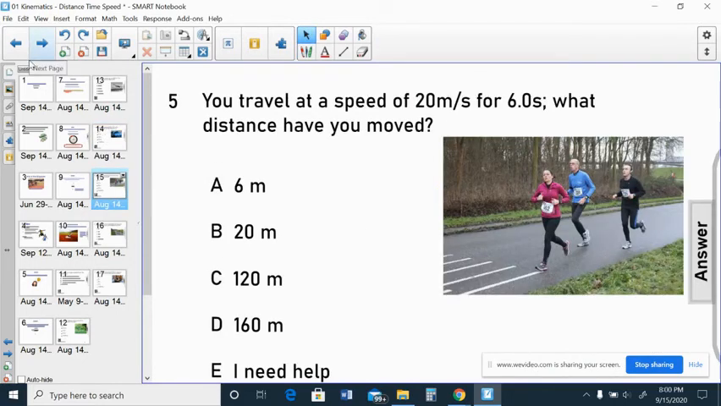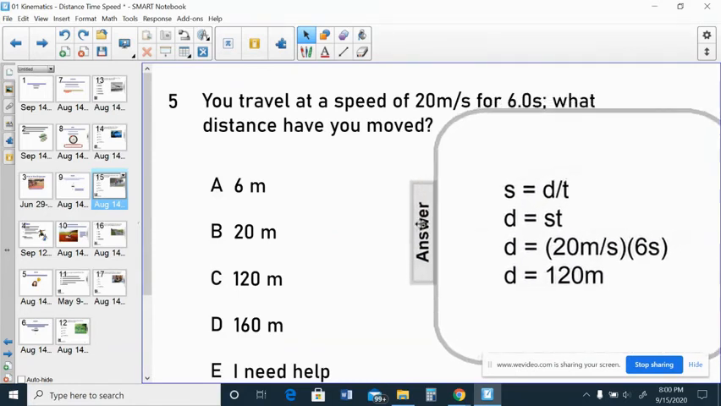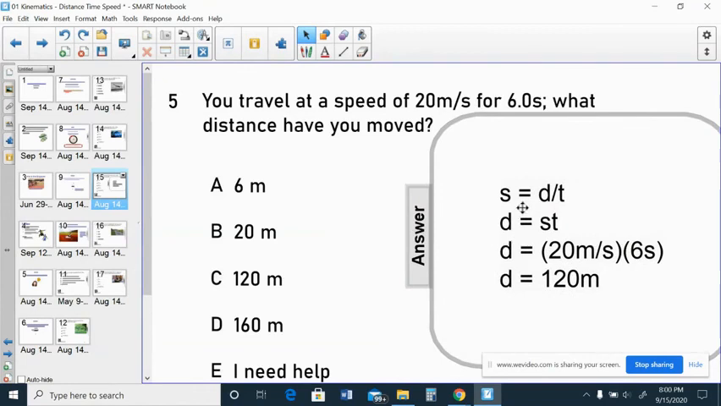You travel at a speed of 20 meters per second for 6 seconds. What distance have you moved? Again, you had to solve for distance, so rearrange the speed equation to get distance equals speed times time. 20 meters per second times 6 seconds equals 120 meters.